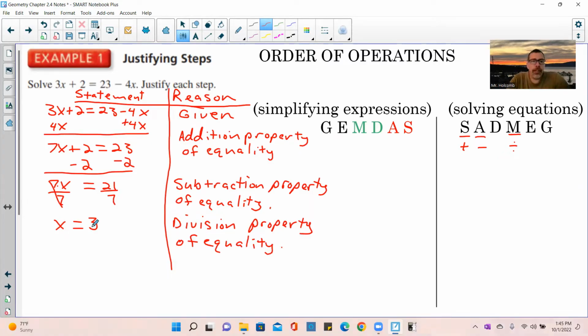So the solution is x equals 3, and you should always check it. And then I can just do it in my head up here. 3 times 3 is 9, plus 2 is 11. 23 minus 4 times 3, which is 12. 23 minus 12 is also 11. 11 equals 11. My answer makes sense.